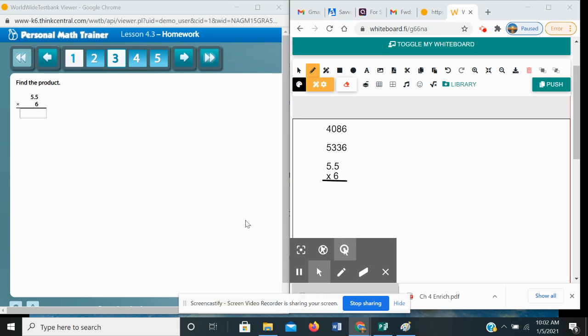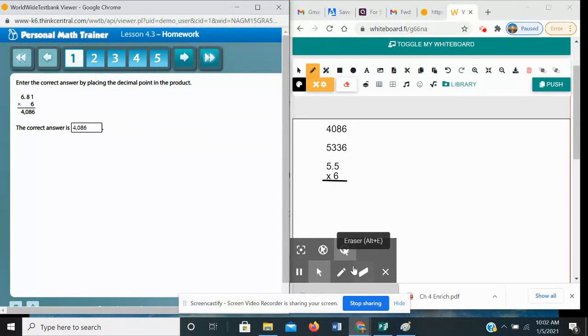Okay, boys and girls, when we're multiplying by decimals, just like we did in the lesson today, you're going to count how many spots a decimal point is in, and then you place it in the product. So for an example, first one here, number 1, they're giving you the answer, 4,086.